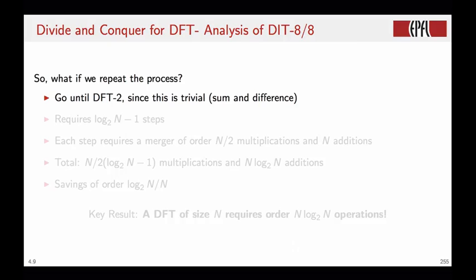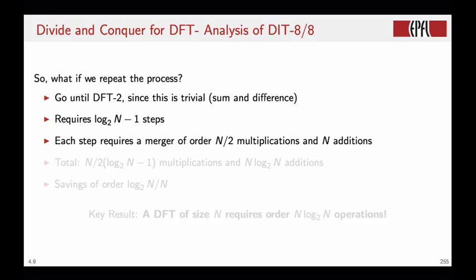Of course, as announced, we can repeat this. Okay? And we'll repeat this until we get to trivial small DFTs of size 2, the sum and difference. This requires log in base 2 of n minus 1 steps. Each step requires a merger. The merger, as we had seen, requires n over 2 multiplications and n additions. So the total now is n over 2 times (log base 2 of n minus 1) multiplications and log base 2 of n times n additions.